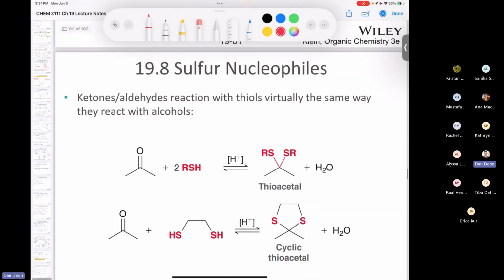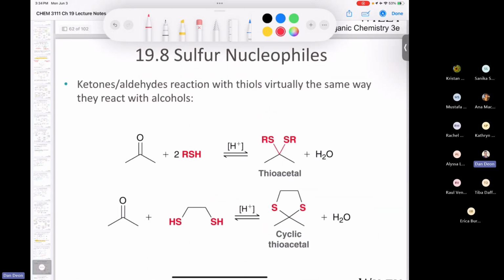19.23 C and D, and that brings me to the section on sulfur nucleophiles. So I can cover this with you pretty quickly because ketones and aldehydes react with thiols virtually the same way that they react with alcohols, right? You guys know that this is called a thiol, right? It's just the sulfur analog of an alcohol.